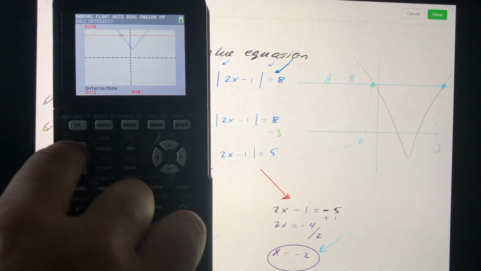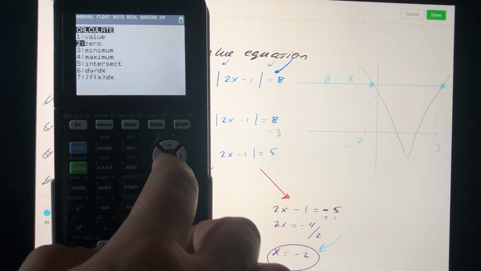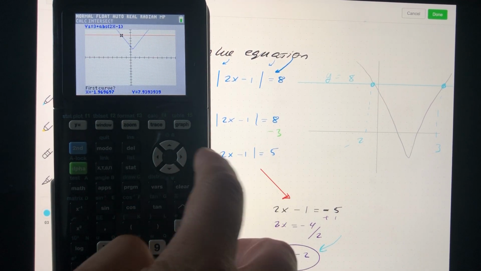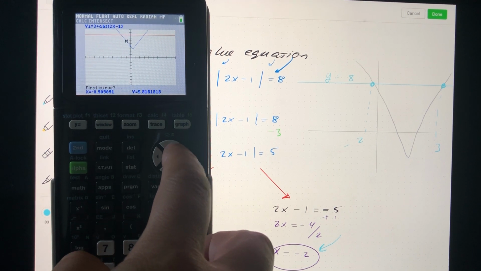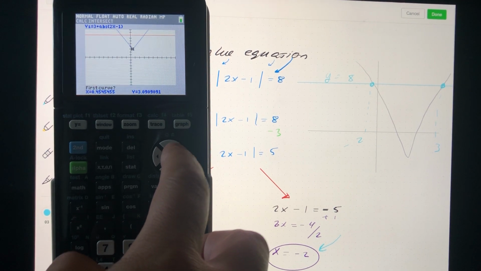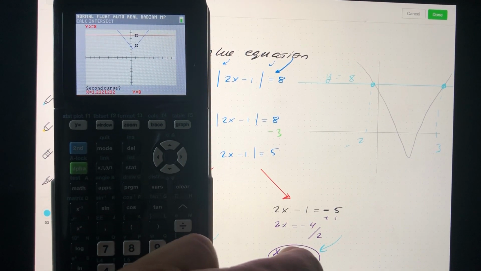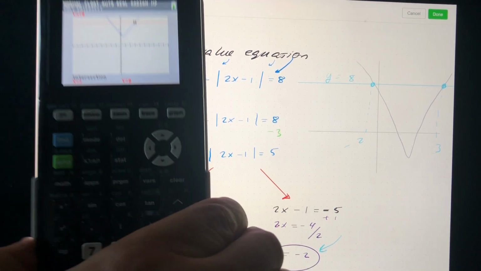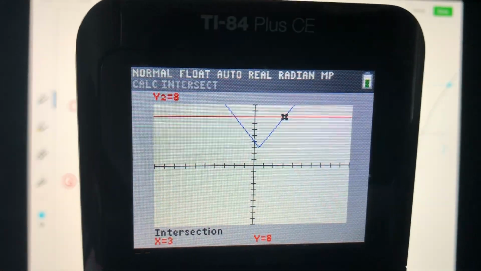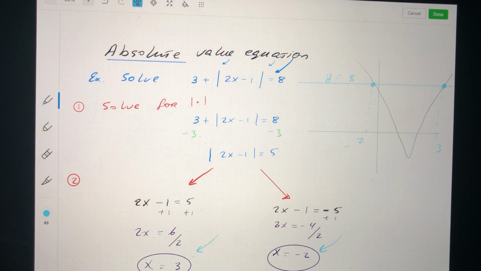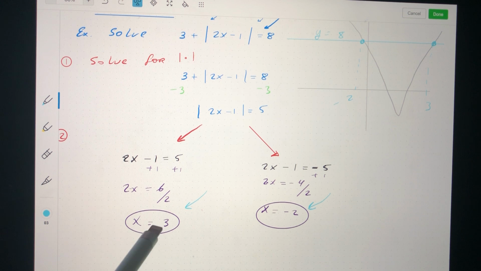Then we do the same steps again: calculate, intersect, and this time we move the cursor a little bit closer to the right, and we hit enter to confirm, and one more time enter. We got the intersect is 3, so here the answer is 3, and that confirms our solution.